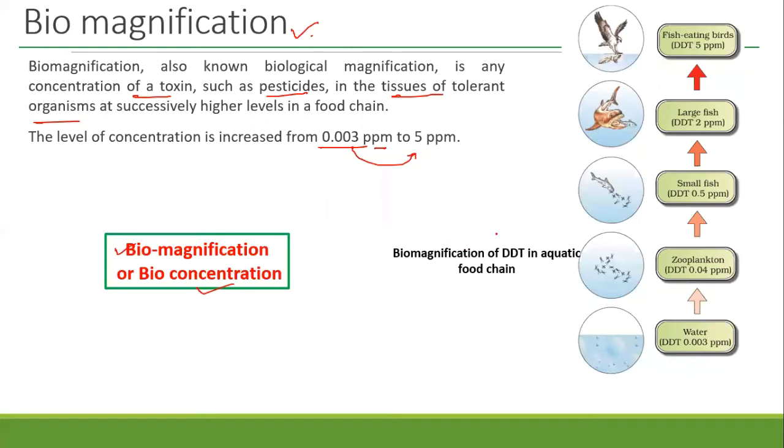The level can increase from 0.003 ppm, parts per million, to 5 parts per million. This is one example in an aquatic food chain. If in water the DDT level is 0.003 ppm, in zooplankton it will be 0.04 ppm. As you go to successively higher trophic levels, the concentration of this toxic chemical will increase. That is called bioconcentration, and it will be very high at the top level, the tertiary or final consumer. This is also happening in other food chains as well. It is not only for aquatic, it is also for the grazing food chain and others.